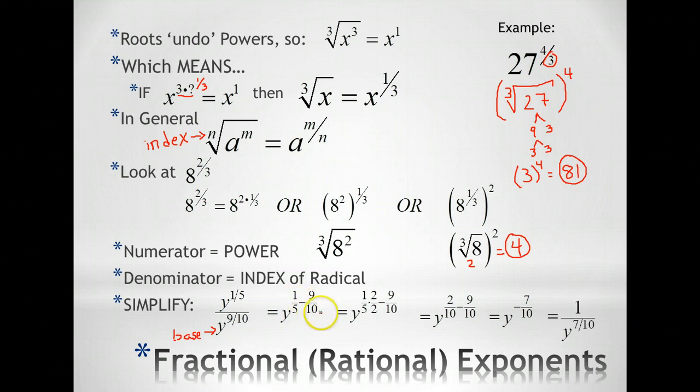I can subtract the exponents by creating common denominators. So I would change 1/5 to 2/10, as you can see here. 2/10 minus 9/10 is negative 7/10. But if it's simplified, you never leave a negative in the exponent. So the last step is to make it a positive exponent, and we do that by moving the entire thing to the bottom of a fraction bar, changing the exponent to positive.